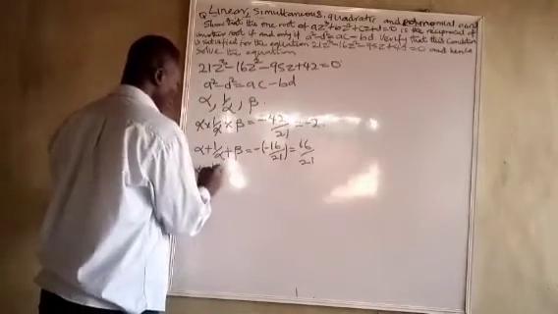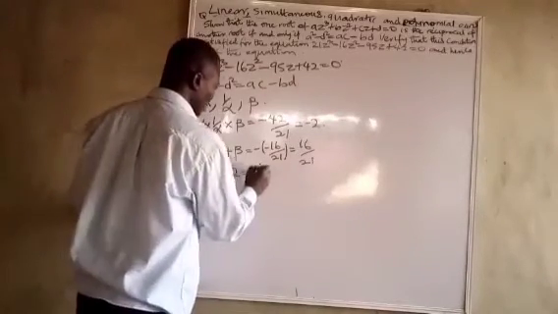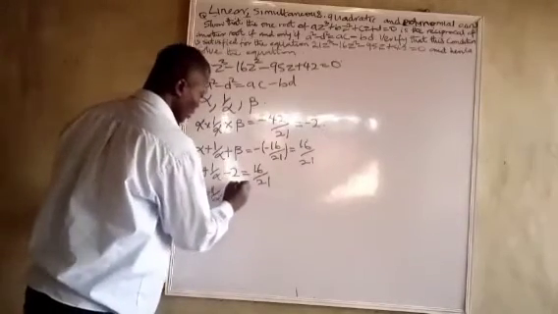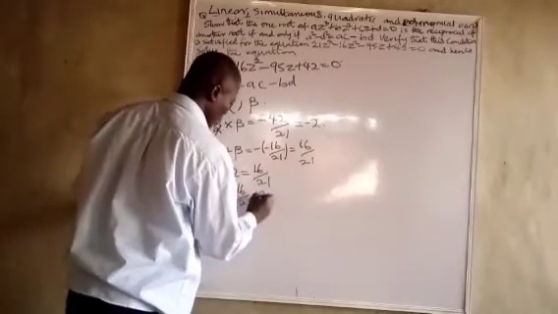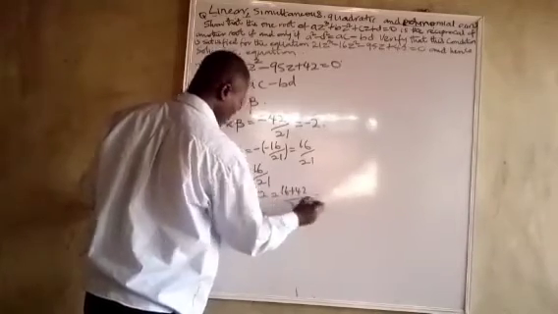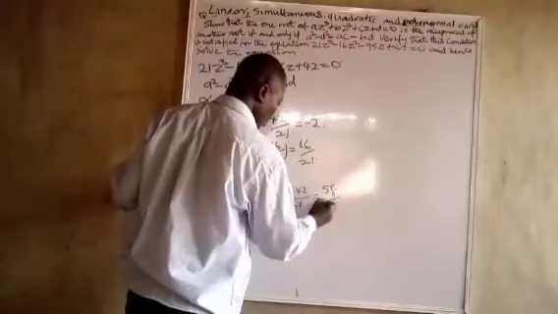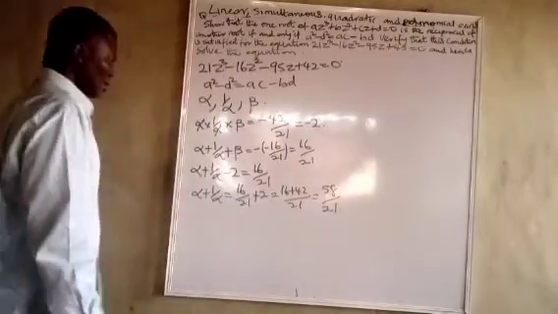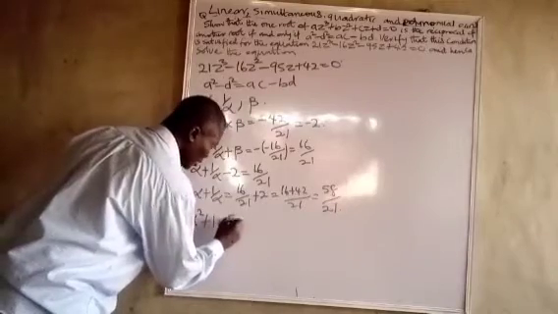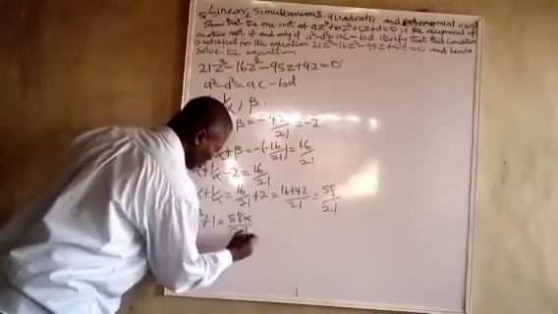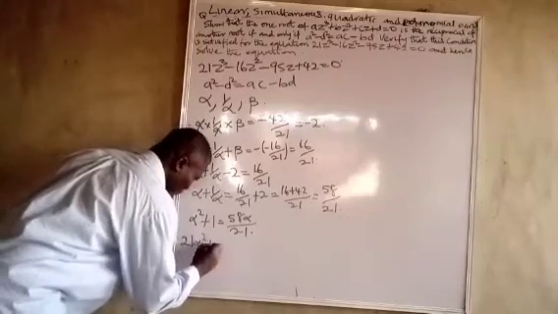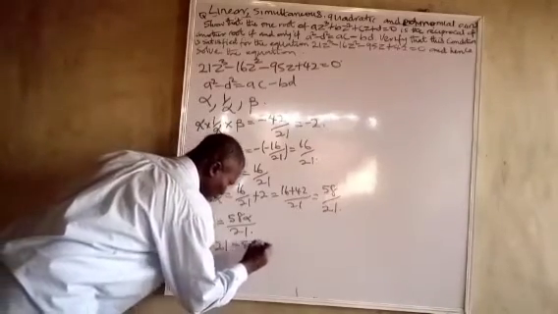So alpha plus 1 over alpha minus 2 is equal to 16 over 21. Therefore, alpha plus 1 over alpha is equal to 16 over 21 plus 2, which is 16 plus 42 over 21. That is 58 over 21. Now let's multiply through by alpha. So I have alpha squared plus 1 is equal to 58 alpha over 21. Multiplying through by 21, let's do that. 21 alpha squared plus 21 is equal to 58 alpha.